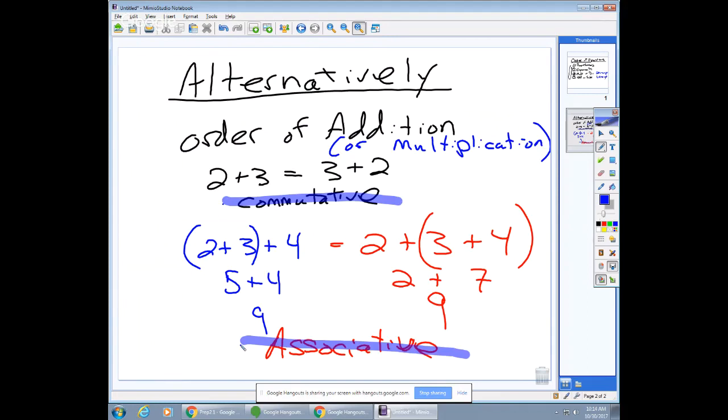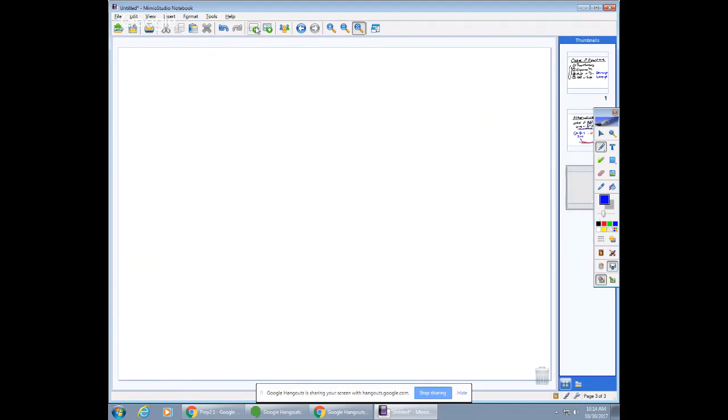We can't do that with subtraction. We can't do that with division. But multiplication, we know, 2 times 5 versus 5 times 2, they're both 10, doesn't matter.